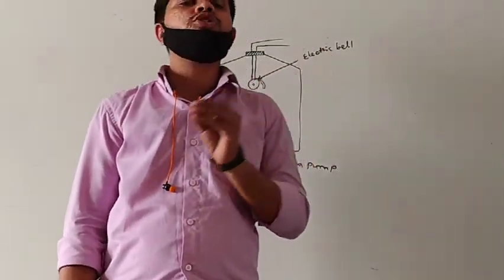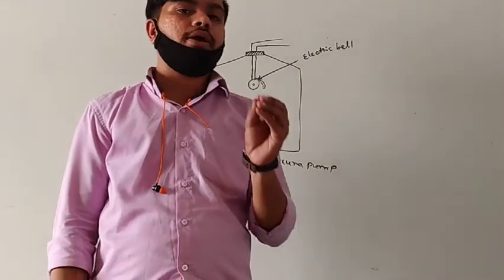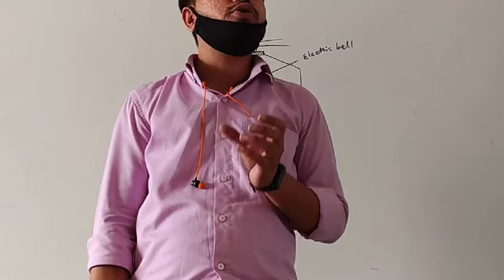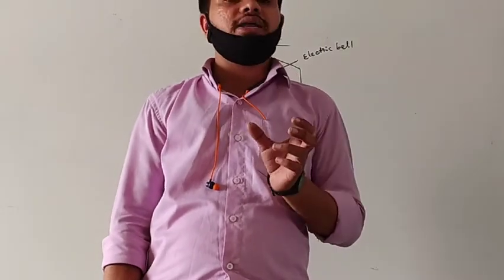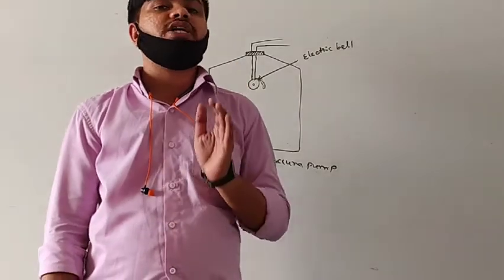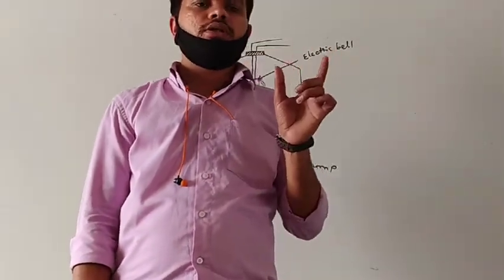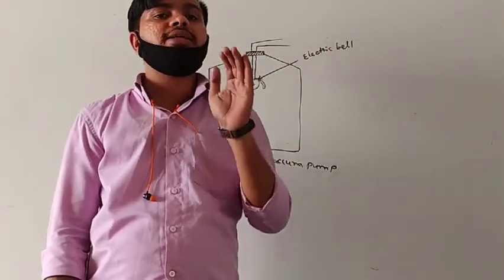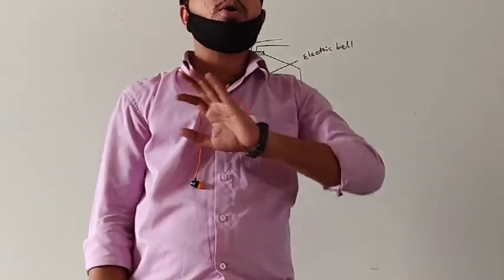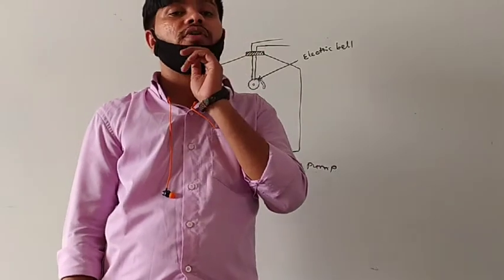Now, just switch on the electric bell and try to hear it. You can easily hear the sound of the electric bell. Now use a vacuum pump to remove all the air from the bell jar. As the air comes out of the bell jar, the intensity of the sound becomes less and less. And when there is no air inside the bell jar, you can't hear the ringing of the bell.